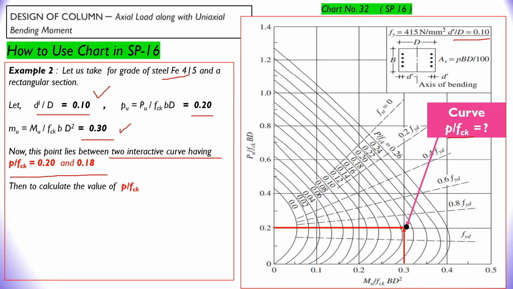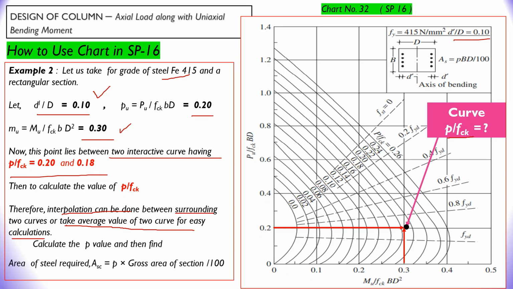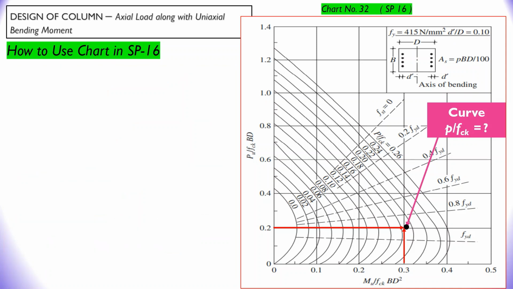So how to calculate? It's very easy. We can do the interpolation between the surrounding two curves, or in a simple way you can take the average value of the two curves. That means 0.2 plus 0.18 by 2, approximately we can take as the p by fck value. Based on that we can work out p, the percentage of steel required, and then using the same formula we can work out the area of steel required in this type of case.